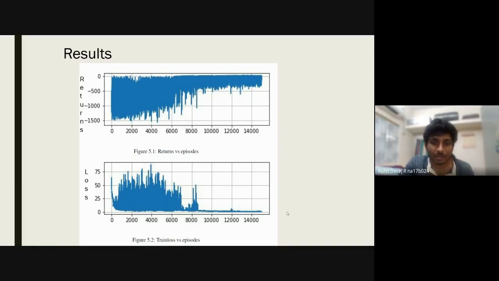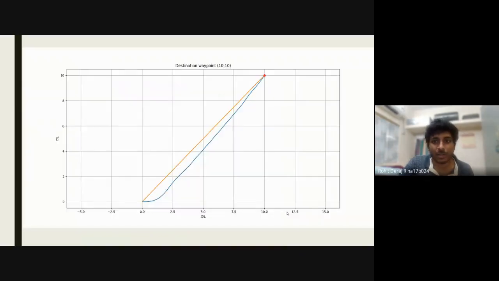And after this, I tested the model to see if it is able to reach random points generated. So yes, this is the plot of the ship trying to reach the point 10, 10. The x and y are all mentioned in terms of ship lengths. So it is 10 root 2 ship lengths away from the origin.